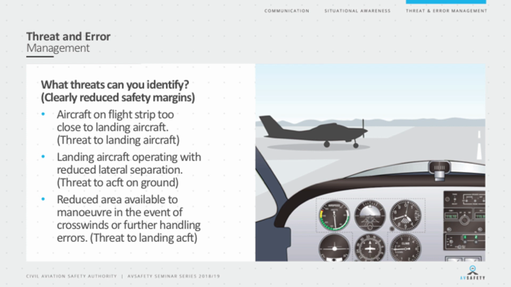First of all, the aircraft that's taxied onto the flight strip beyond the holding point is too close to the landing aircraft and definitely represents a threat to that landing aircraft. Secondly, the landing aircraft is operating with reduced lateral separation from the aircraft on the ground and represents a threat to that aircraft on the ground. The other threat is that the landing aircraft has a reduced lateral area available within which to manoeuvre, or to deal with any other thing that might come at that aircraft, such as a crosswind or a handling error. Again, that represents a threat to the aircraft that's coming into land.